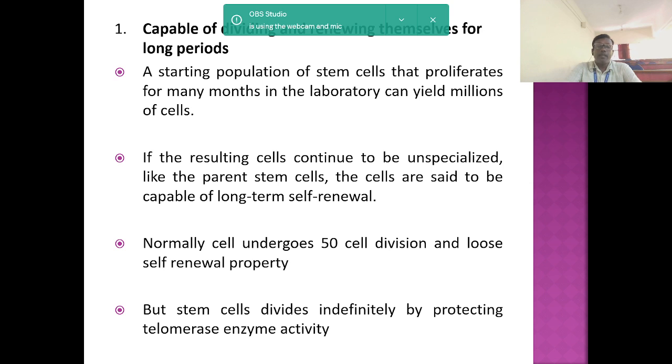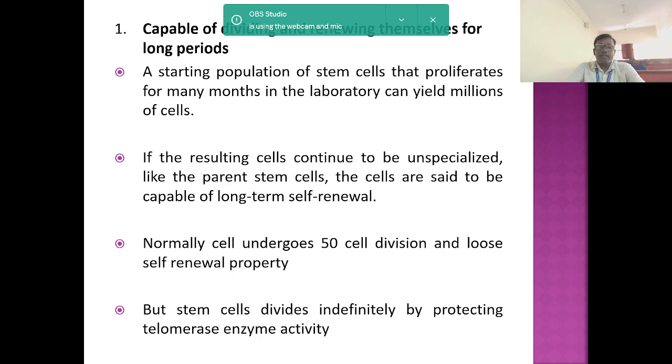For example, if we culture the cells in laboratory conditions for a few months, they can yield millions of cells. If the resulting cells continue to be unspecialized, like the parent stem cells, they are called capable of dividing and renewing themselves for long periods.